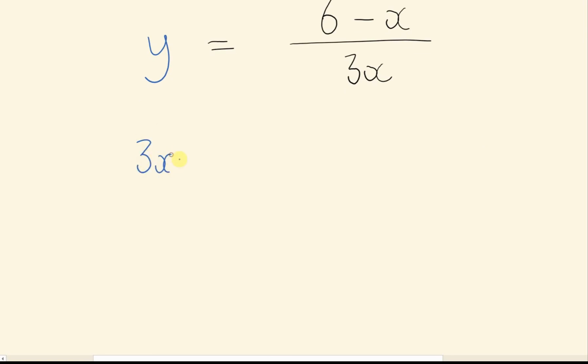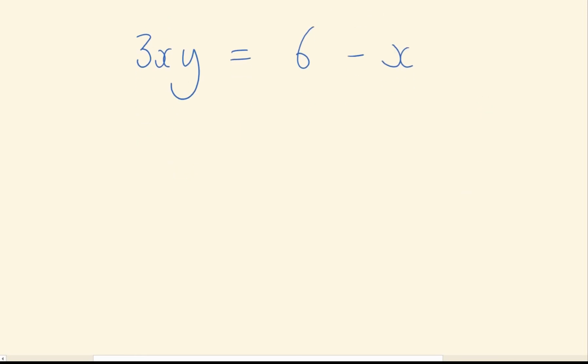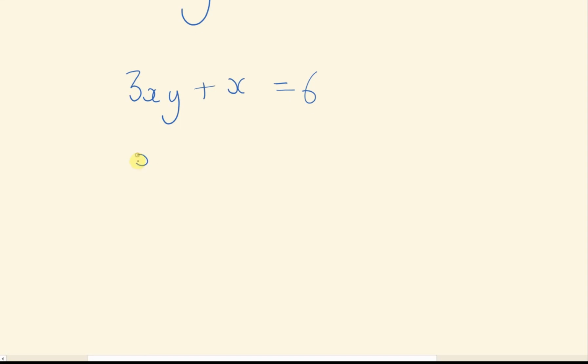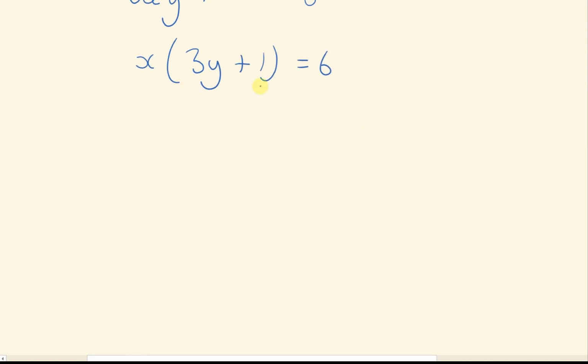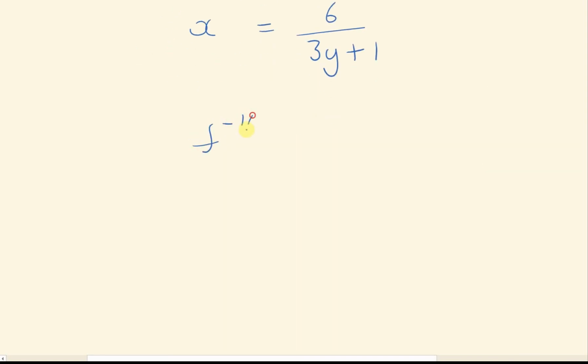So first we multiply up by 3x, so we'll have 3xy. We then want all our x's on one side, so here the opposite of minus x is going to be plus x. Now we only want x to appear once, so we need to factorise it out. So x brackets 3y plus 1 equals 6. And then the opposite of timesing by this big bracket will be dividing by it. Again, hopefully those steps appear a bit more normal by now. And then we're done. We now have our inverse function, which is 6 over 3x plus 1.